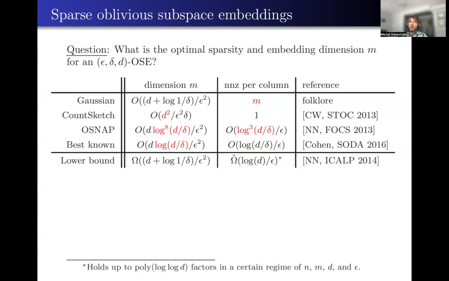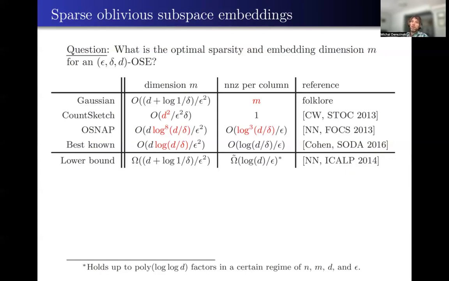But this has led to a flurry of works on optimizing the trade-offs between how sparse an embedding matrix should be, and what sort of guarantee we can get, right? So starting with the Gaussian matrix, which has an embedding dimension roughly of order d over epsilon squared, but it's completely dense, meaning that the number of non-zeros per column of this matrix S is m, as we've seen in the previous slide. On the other end of the spectrum, we have count sketch, which is essentially as sparse as could be, with one non-zero per column, but it requires a substantially larger embedding dimension of the order of d squared, right, as opposed to d.